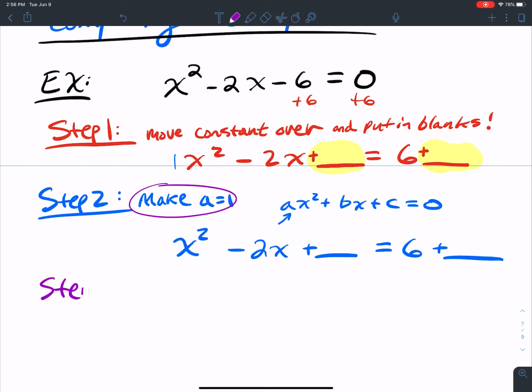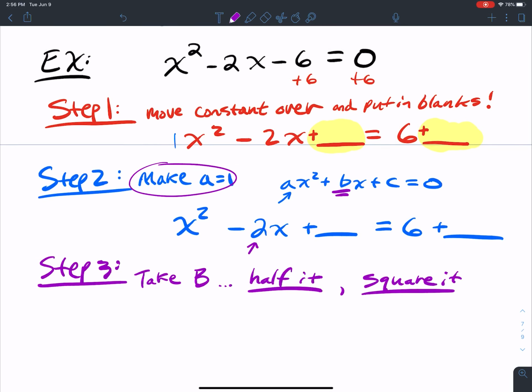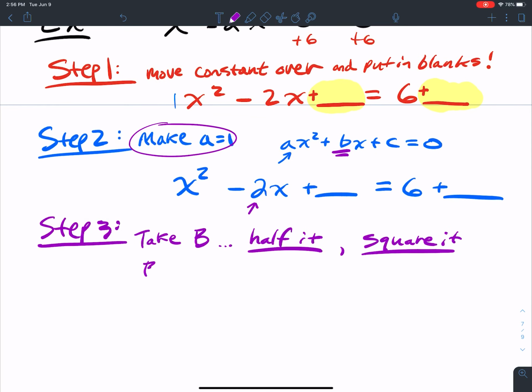So step 3 is I'm going to take the b term, that middle term, and I'm going to half it, and then I'm going to square it. Okay? So b here was equal to -2. That was the b term. So if I half -2, I get -1. And if I square -1, I get +1.